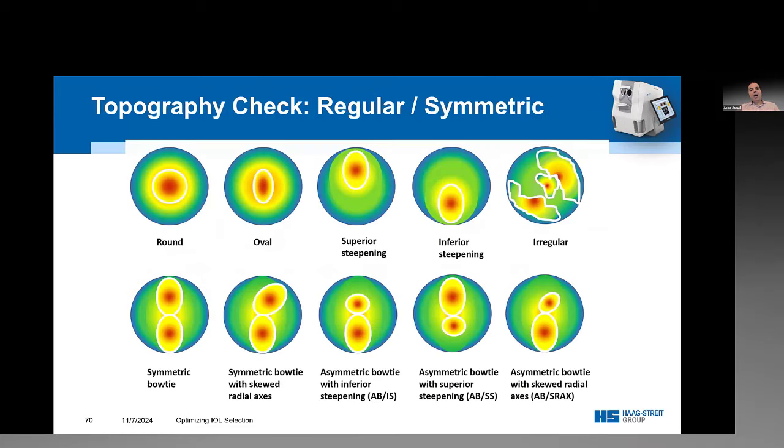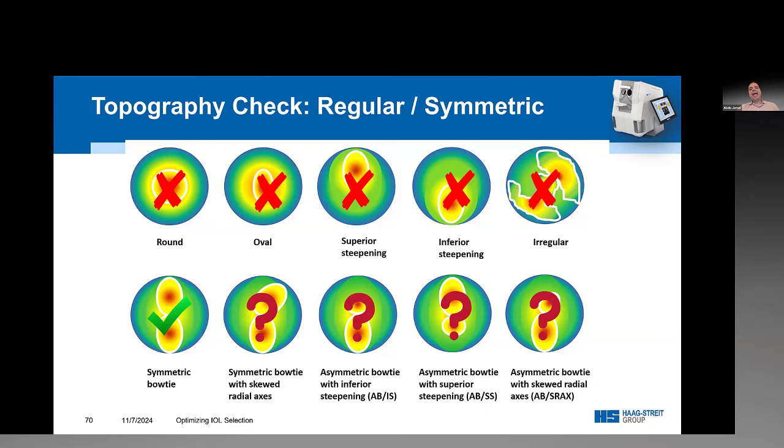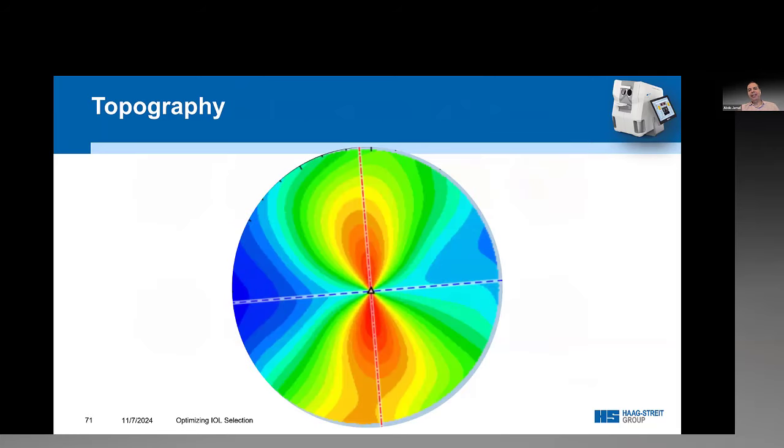Toric IOLs are not an option for irregular astigmatic corneas. So we exclude toric IOLs if we have irregular astigmatism. For regular symmetric astigmatic corneas, toric IOLs are optimal. Regular but asymmetric astigmatic corneas need further investigation and more discussion with the patient. So the perfect candidates for toric IOLs are regular symmetric astigmatic eyes.